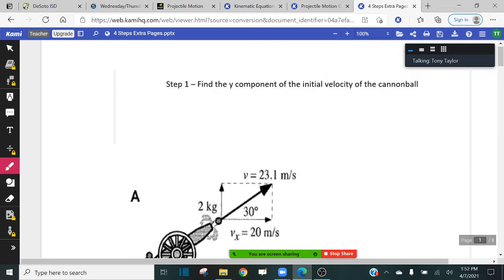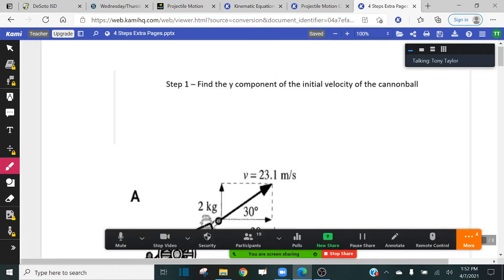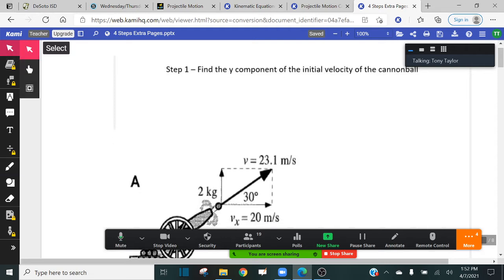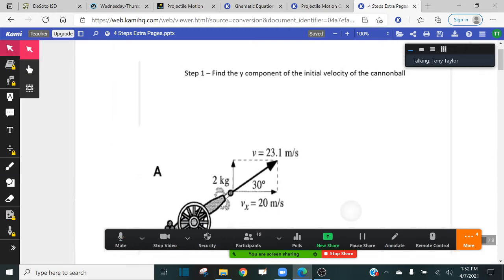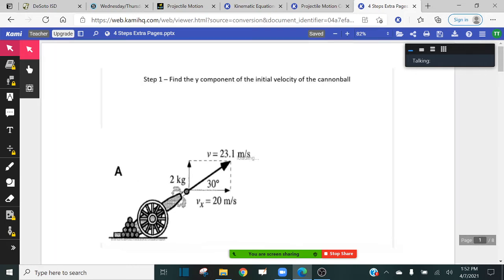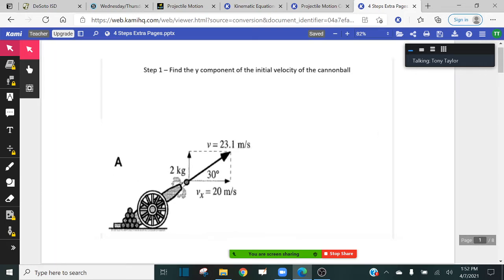Okay, so everybody got out their pencil and paper. Again, we're gonna work through situation A as a class. Remember, the ultimate goal is to figure out the displacement of this cannonball in the x direction. Step 1 says find the y component of the initial velocity of the cannonball.